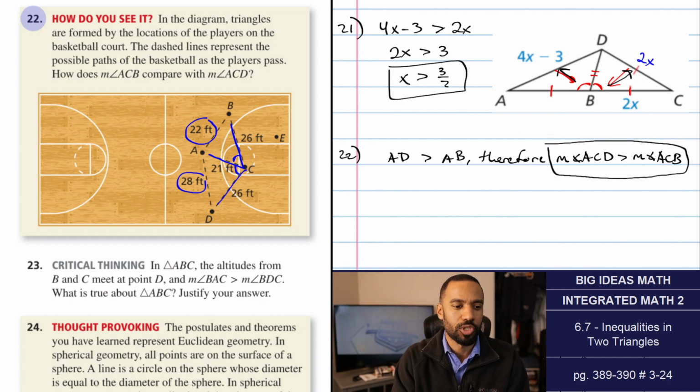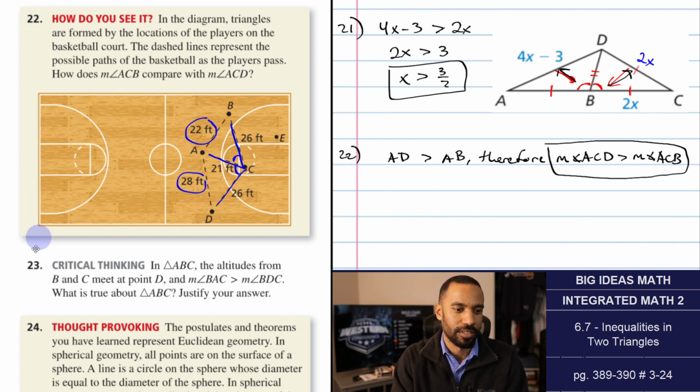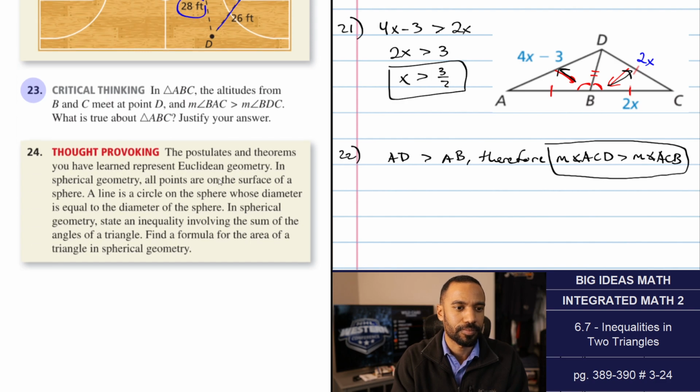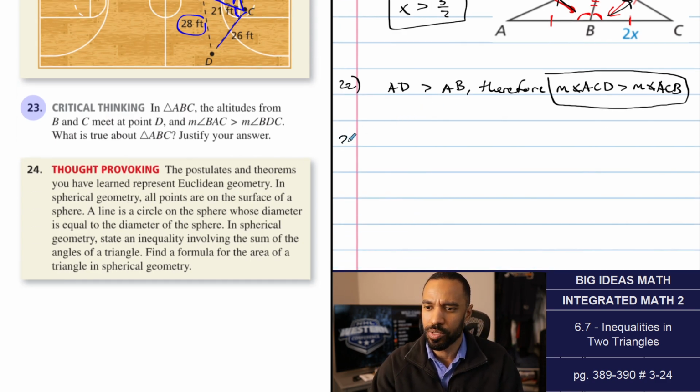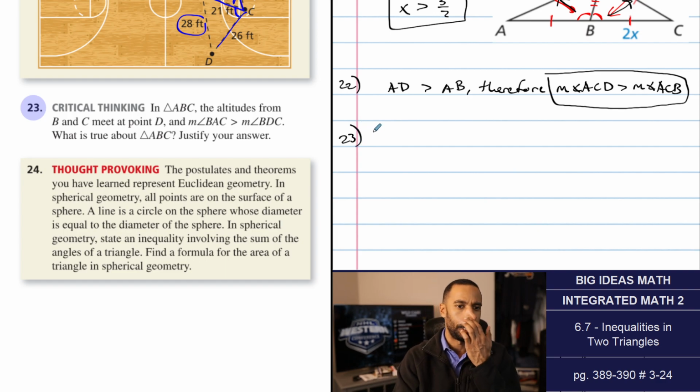All right, two more. Number 23. Uh-oh, critical thinking. Jeez, man. Didn't we decide that critical thinking was open-ended questions? Which ones did we say were open-ended?